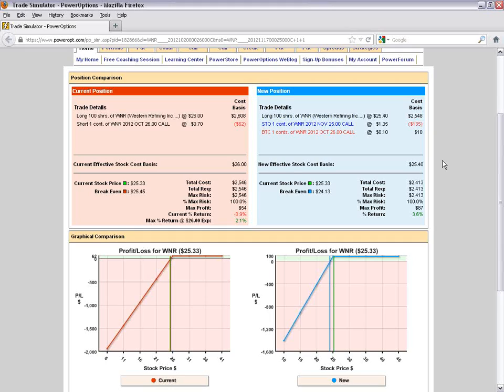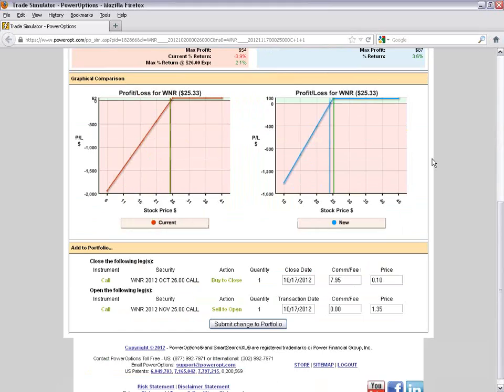Okay, so this looks like something I want to do going forward because I think maybe WNR has a good potential of staying above 25. This pullback it's had is done. Maybe I think it's hit the bottom. Okay, so what do we do now? Well, I can go back to the profit and loss portfolio and perform this adjustment manually. But hey, we're going to make things simple.